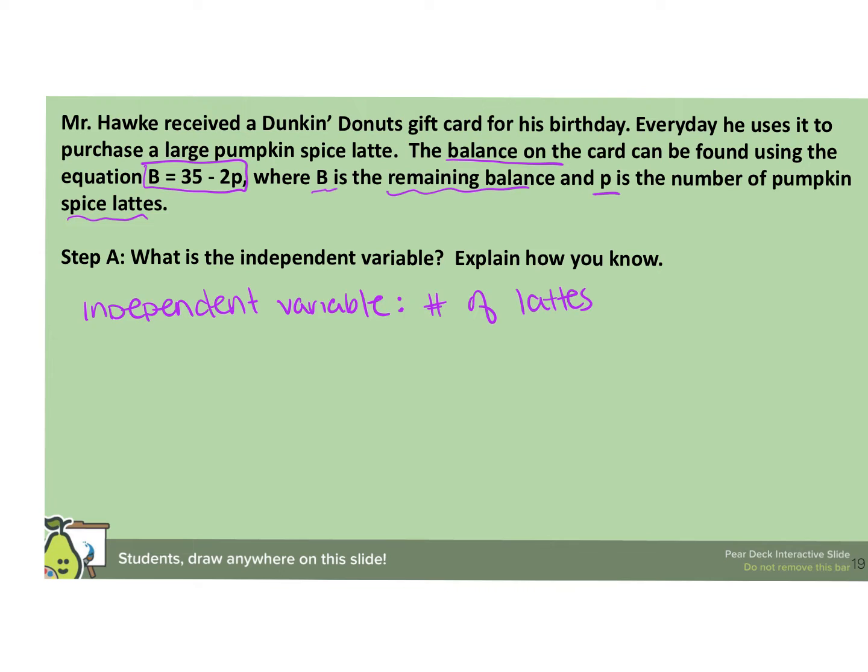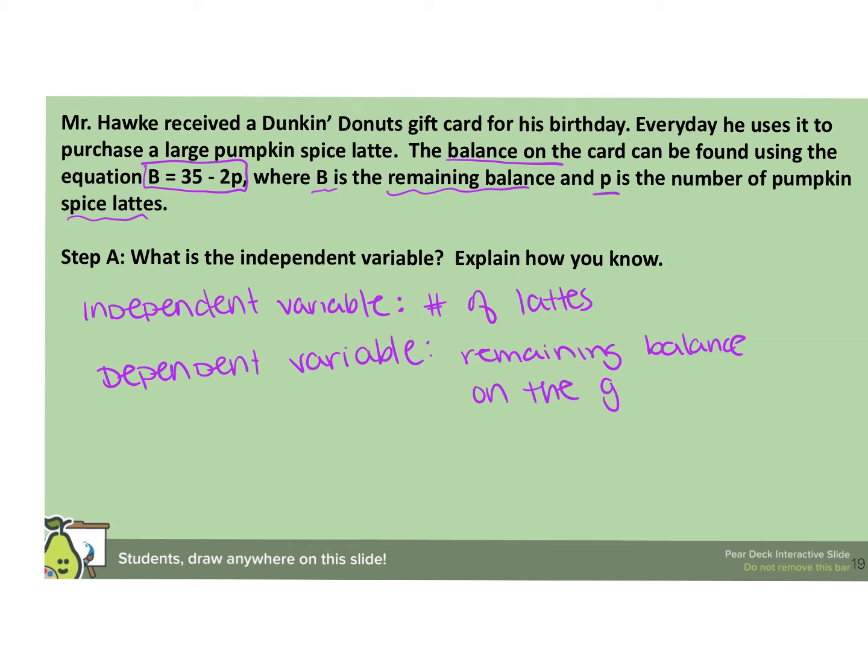is going to be your independent variable, meaning the dependent variable, the thing that depends on that, is how much money is left on the card. So that's going to be the remaining balance on the gift card. The balance depends on how many lattes you buy. Remaining balance on the gift card.